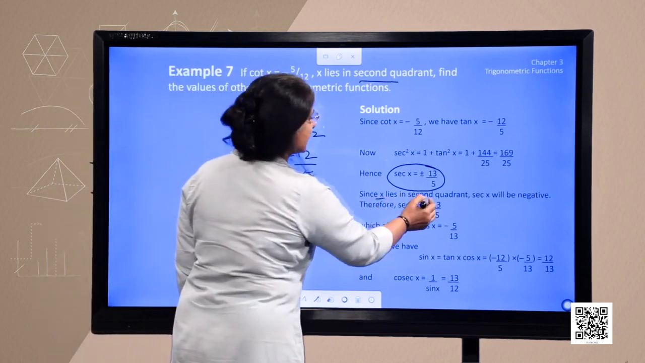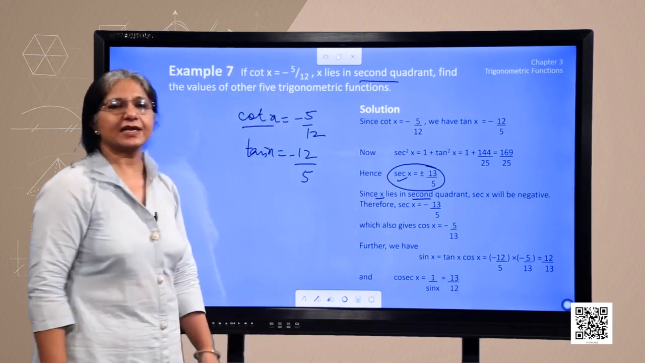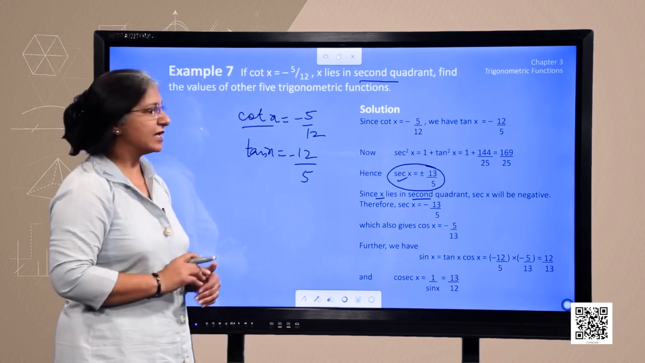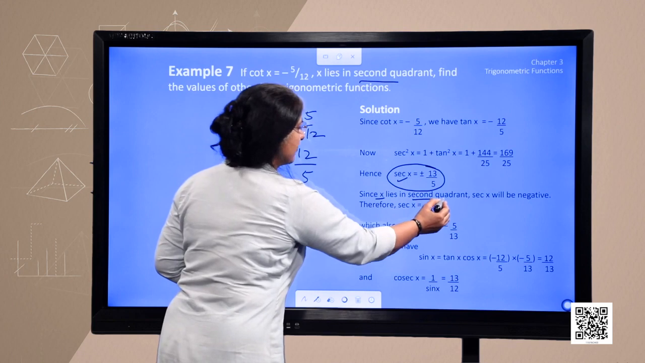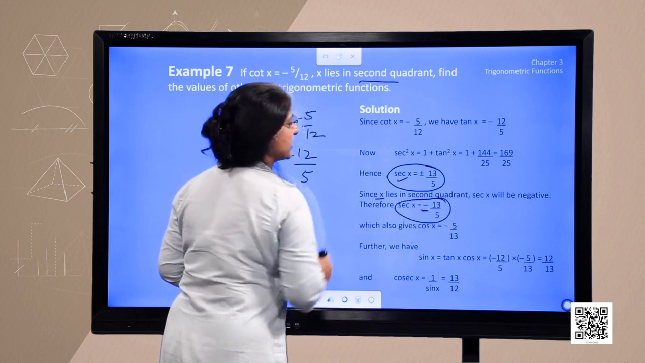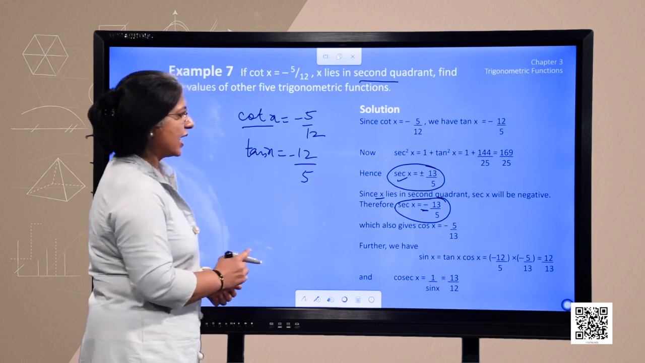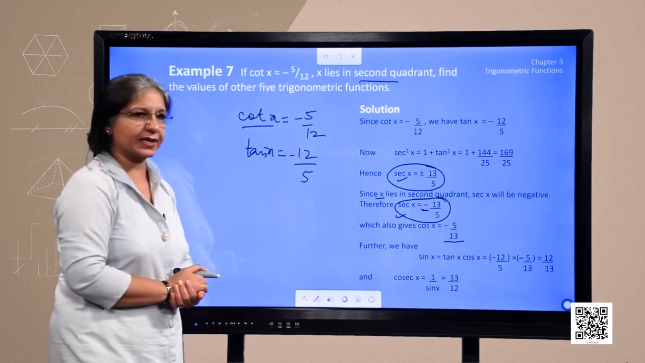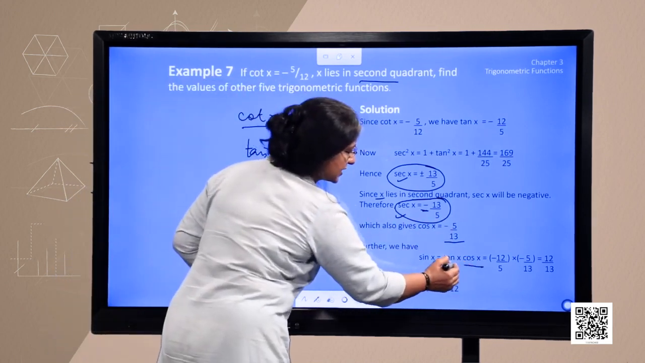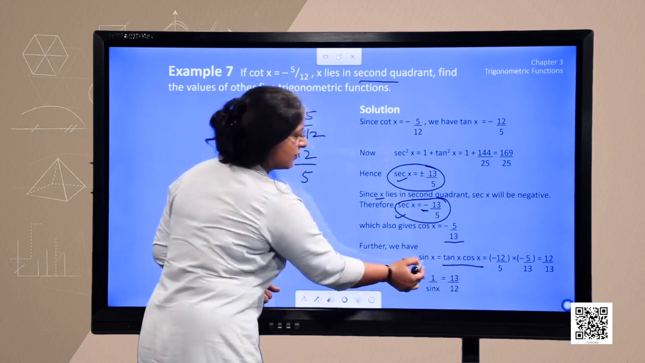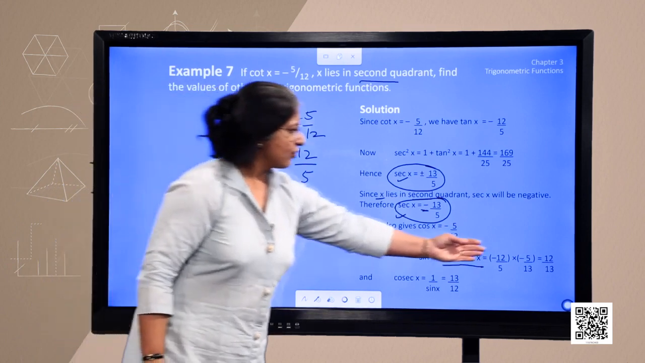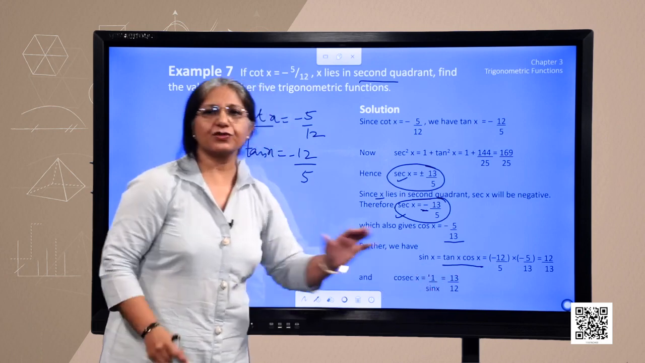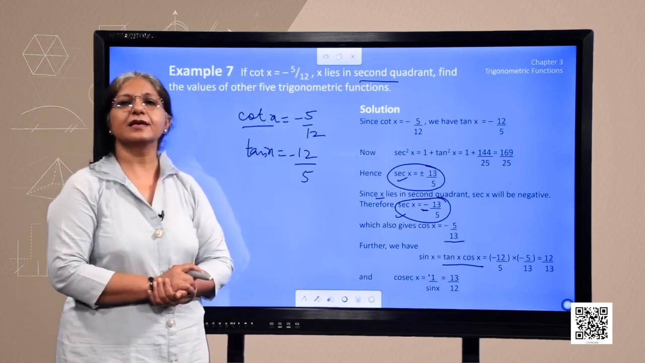Now, since x lies in the second quadrant, we need to decide whether secant is positive or negative. In the second quadrant, secant, which is the reciprocal of cos, is negative, because cos is negative in the second quadrant. Therefore, for secant also we have taken the negative sign, and we will ignore the positive value. When we know the secant, its reciprocal will give us cos, that is minus 5 by 13. And finding the product of tangent x and cos x, we will get the value of sin x, which is 12 upon 13, and cosec x is the reciprocal of sin x. Therefore, the value of cosec x is 13 by 12.